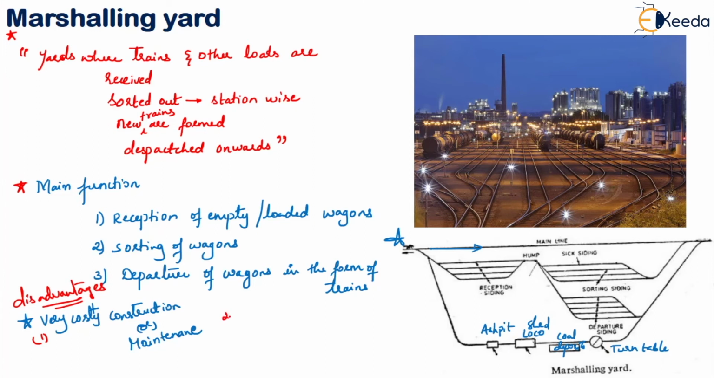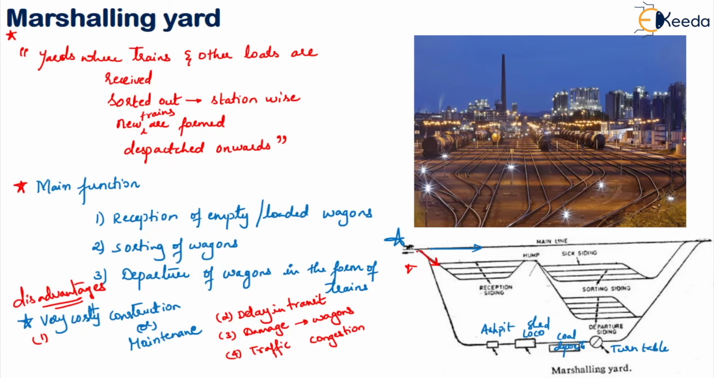Along with this, there might be delay in transit, and damage is caused to wagons while shunting. Whenever you are removing and replacing wagons, damage might be caused to them. Then traffic congestion will be there. If a lot of wagons are coming at one time, there will be a lot of congestion, especially in the receiving sidings. So these are all your drawbacks.